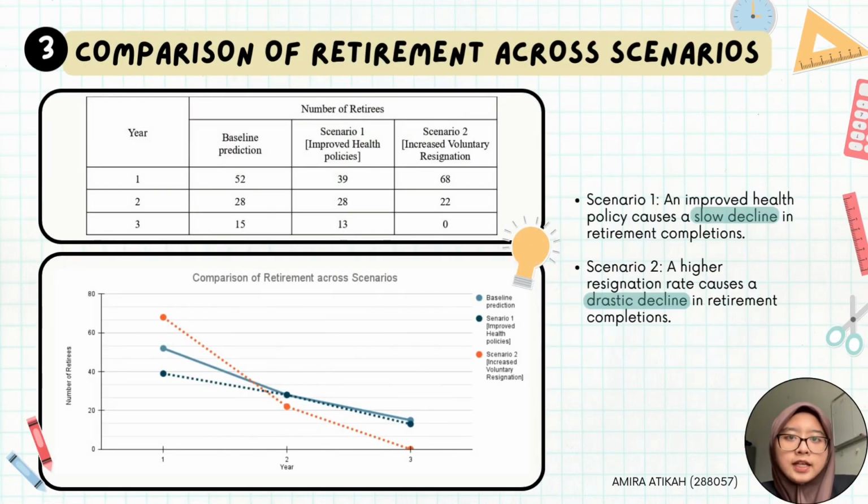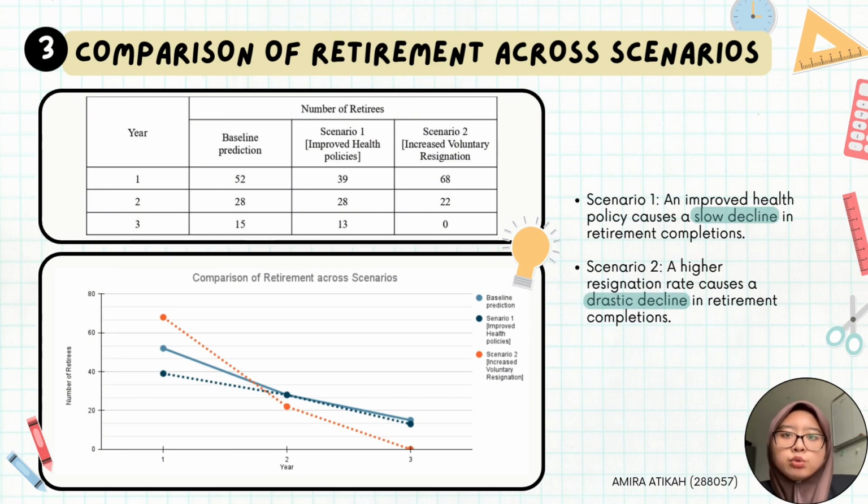And lastly, let's compare retirement across different scenarios. This table and graph compare the baseline retirement prediction with two scenarios. Scenario 1 assumes improved health policies, while Scenario 2 involves increased voluntary resignations. In Scenario 1, improved health conditions result in fewer retirees, with a steady decline in retirement numbers. For example, by year 3, only 13 retirees are observed compared to 15 in the baseline predictions.